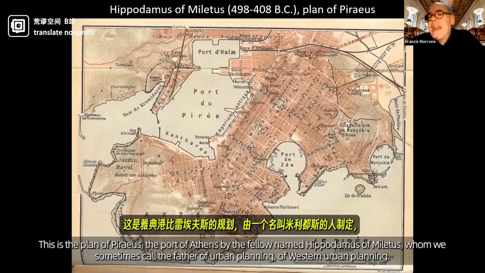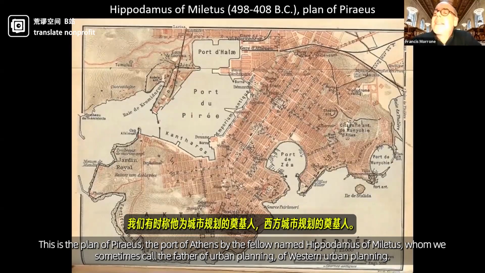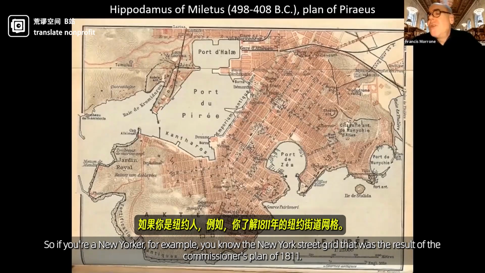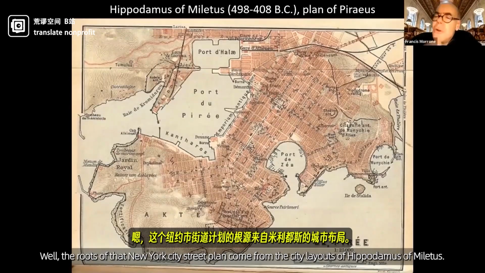This is the plan of Piraeus, the port of Athens, by a fellow named Hippodamus of Miletus, whom we sometimes call the father of urban planning, of Western urban planning. He is the person who absolutely was the father of the gridiron street plan. So if you're a New Yorker, for example, you know the New York street grid that was the result of the Commissioners' Plan of 1811. Well, the roots of that New York City street plan come from the city layouts of Hippodamus of Miletus.